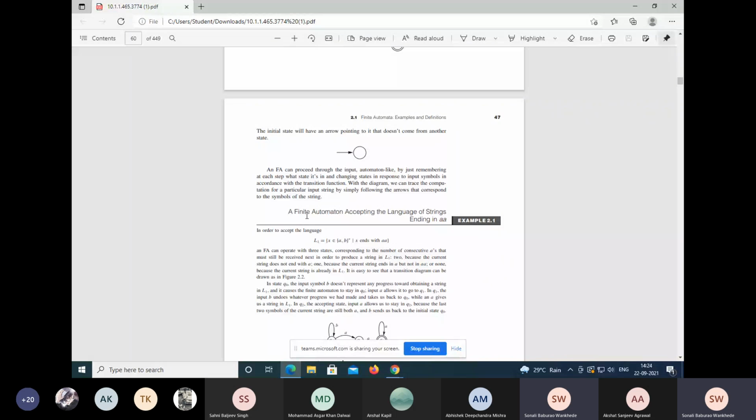So an FA can process the input by just remembering at each step what state it's in and changing states in response to input symbols in accordance with the transition function. With the diagram, we can trace the computation for a particular input string by simply following the arrows that correspond to the symbols of the string. Okay, only this much.